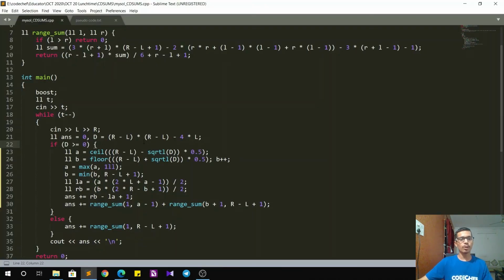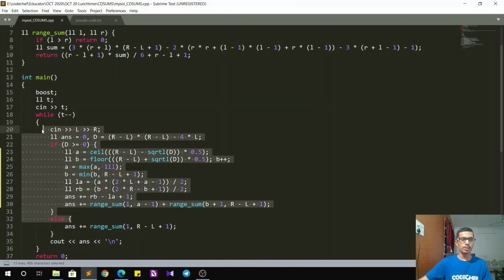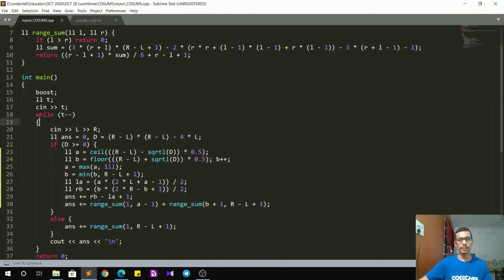Regarding the complexity of this code, as all the operations in the code are directly formulas based on capital L and capital R, we can safely say that for each test case we require a constant amount of time, so it can easily pass in the given time constraints.